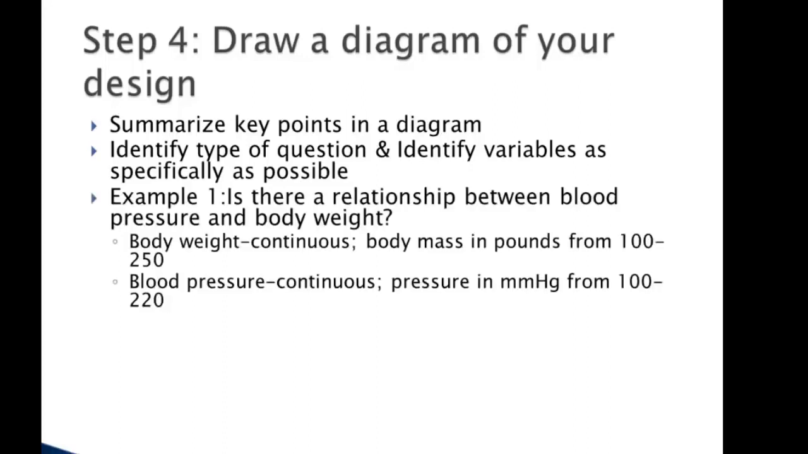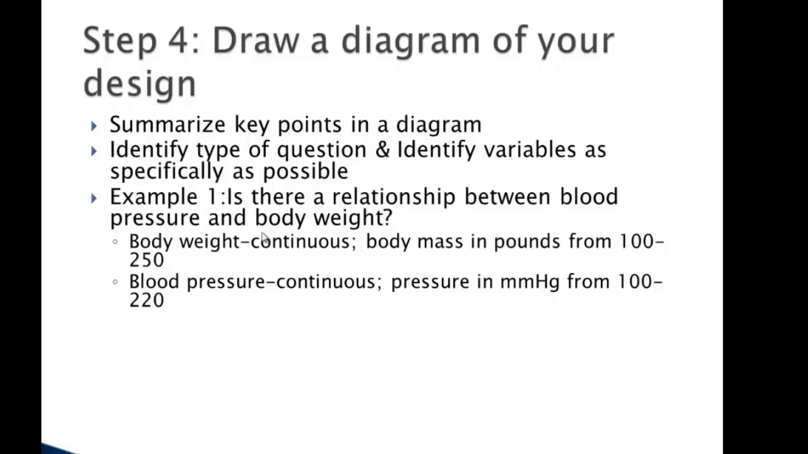An example here is we want to determine if there's a relationship between blood pressure and body weight. And a giveaway here is the word relationship. When we say that we want to determine the relationship between 2 variables, we're talking inherently about a correlational research question or a prediction research question.